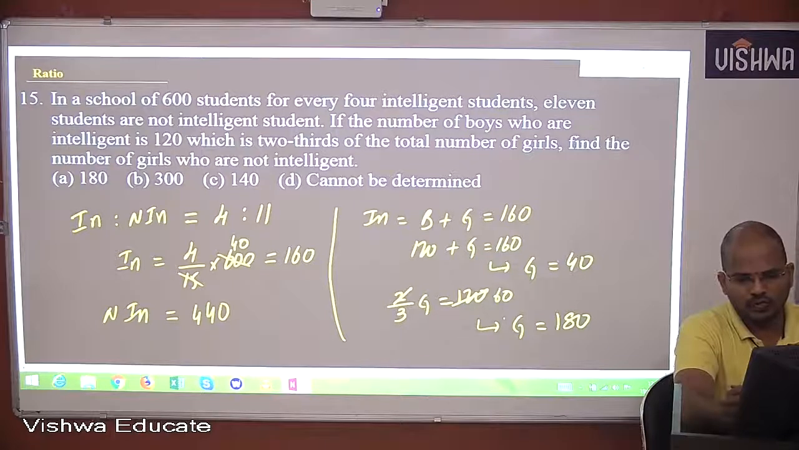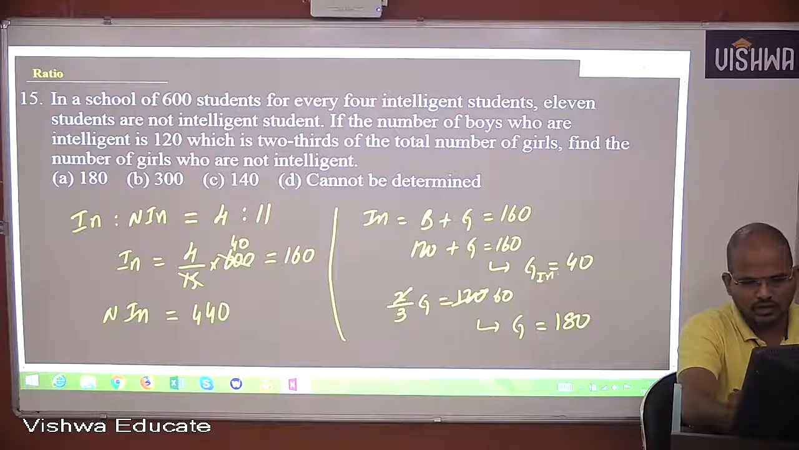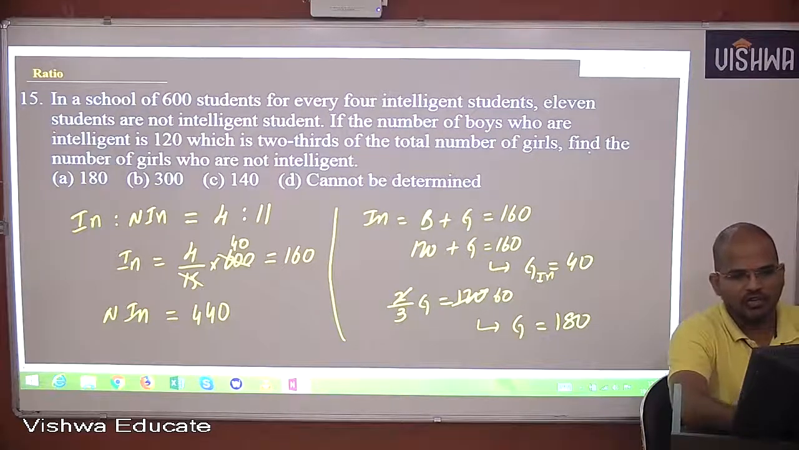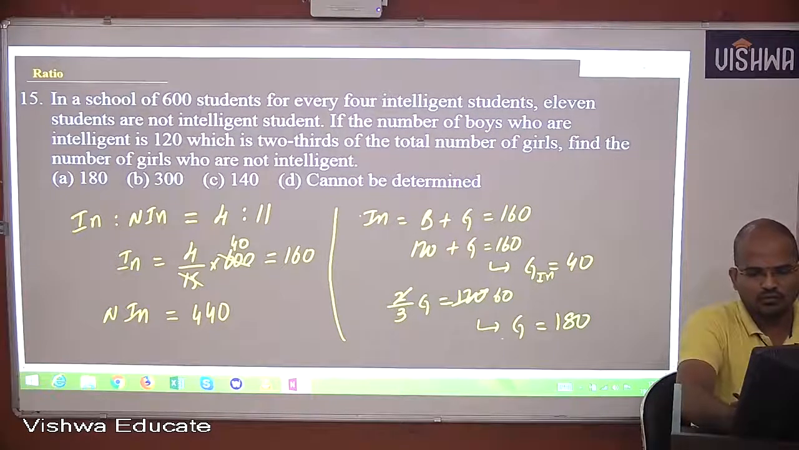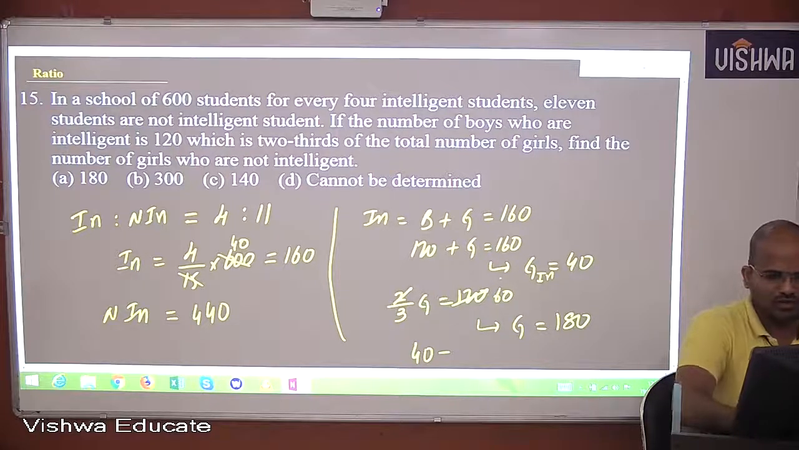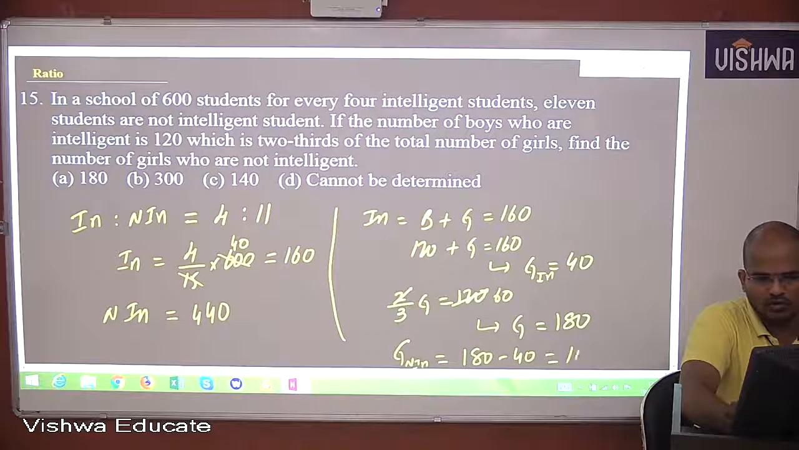And the girls count is 180. Find the number of girls who are not intelligent. So in this 180, 140 are intelligent. So 40. So girls who are not intelligent are 180 minus 40. That would be 140.